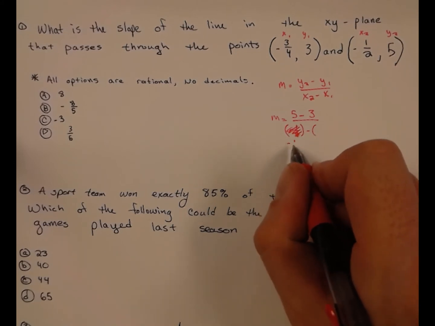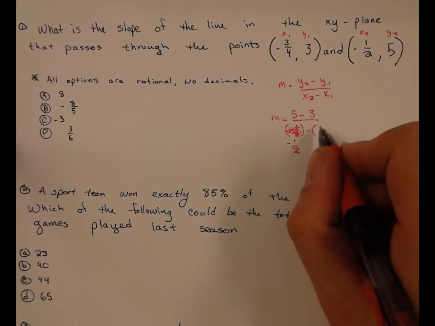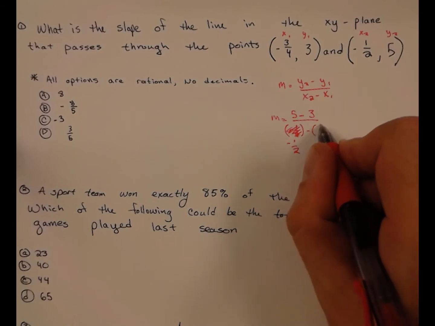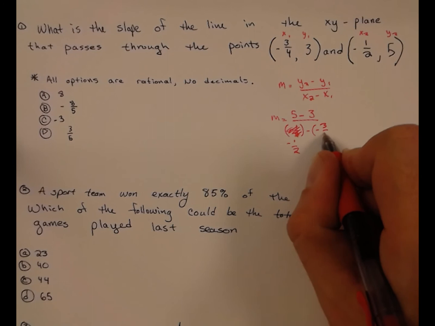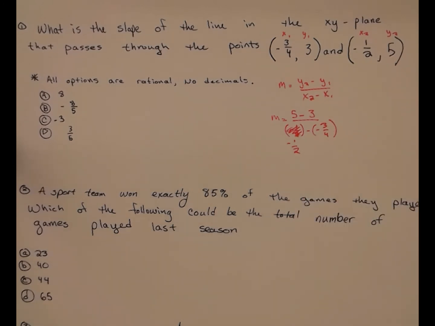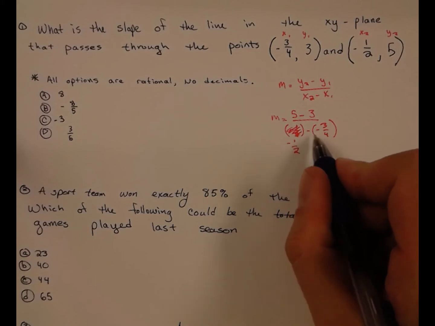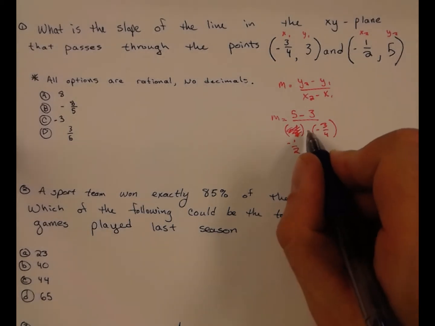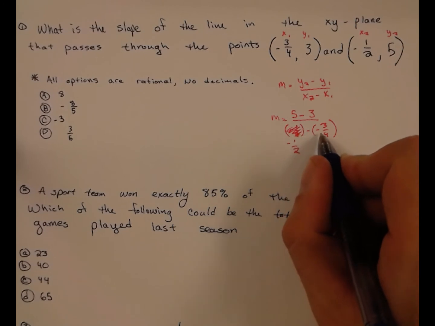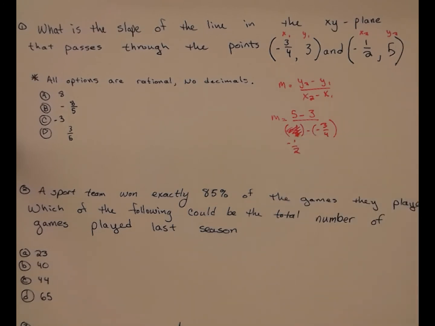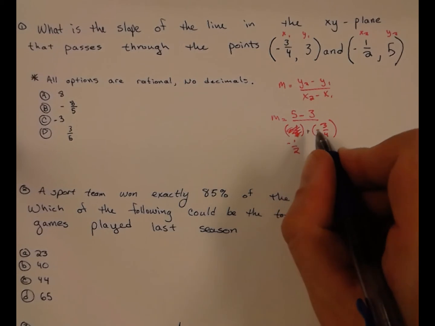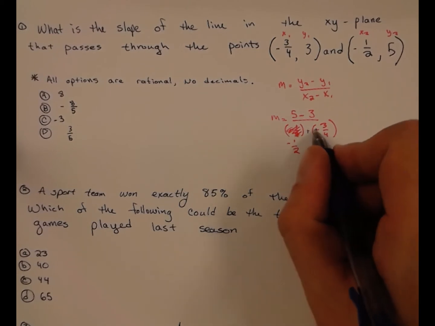Oh no, wait, I did that right. Negative 1/2 minus my x1 value of negative 3/4. Sorry, I don't know why I freaked out for a second there. I thought I was doing something wrong. I totally wasn't. And here's why we need to put the negative in parentheses. It's so that we don't confuse this negative from the formula with a negative that we just substituted into the formula. These two negatives actually cancel each other out and become positive.